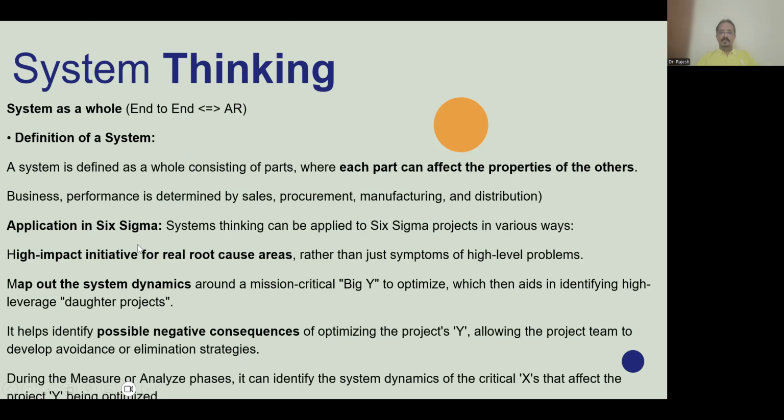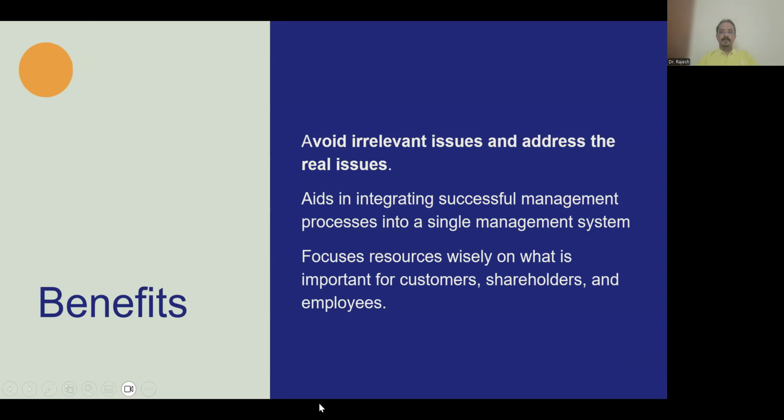And second, the application of Six Sigma. Wherever we are identifying, system thinking is very important at the Six Sigma level, and for a high impact initiative, right? We identify the root cause of it, and from there we pick it up. And then whenever you map out the system dynamics, you consider what is the critical thing to optimize, consider that as the big Y, and what are the things you need to avoid. These two things you have to consider here, right?